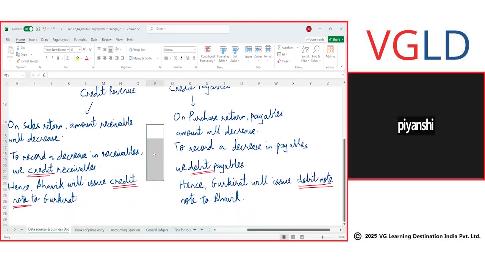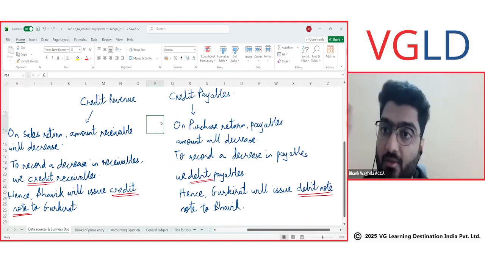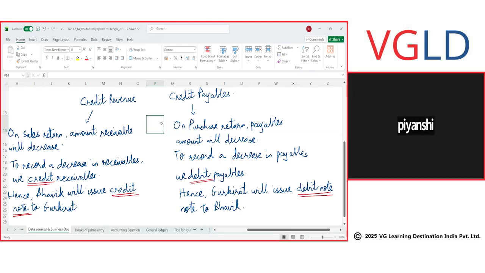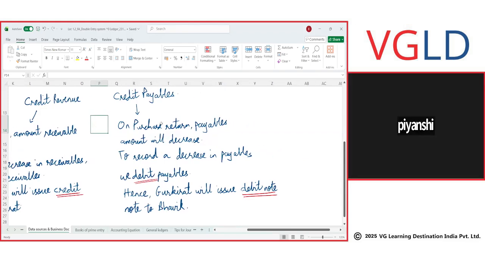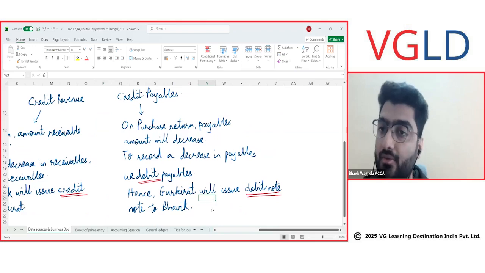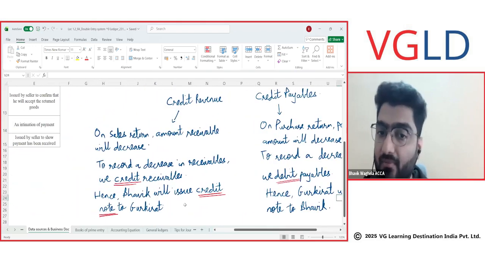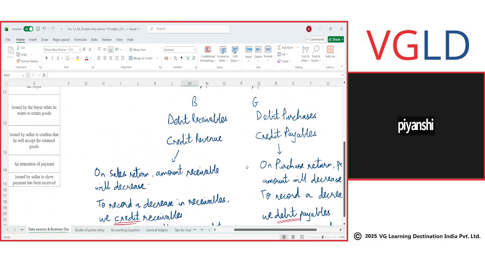In the purchase return, the customer will give us the debit note, and we will issue a credit note. Okay, thank you. See, Gurkirat is the customer here, right? He has issued me a debit note, and I am the supplier. I will issue a credit note to my customer. Okay, sir.